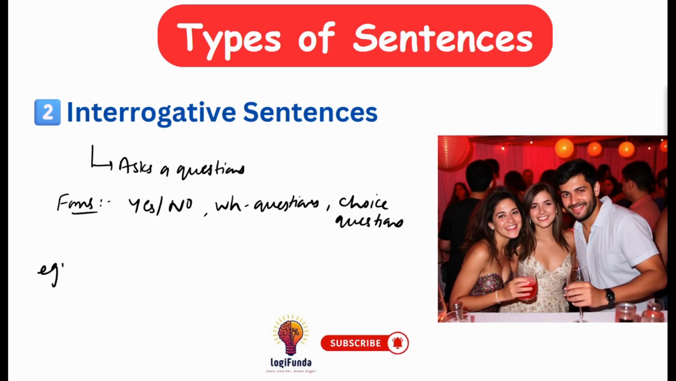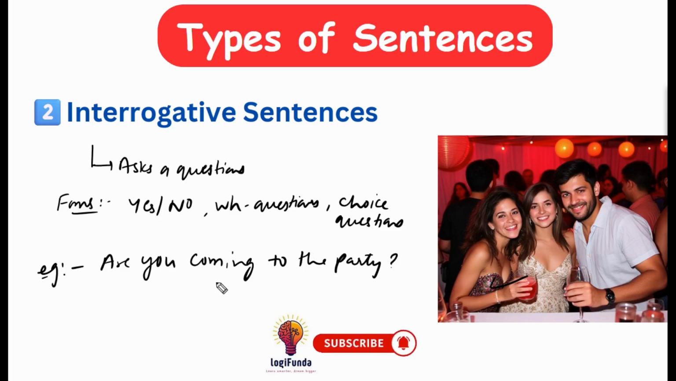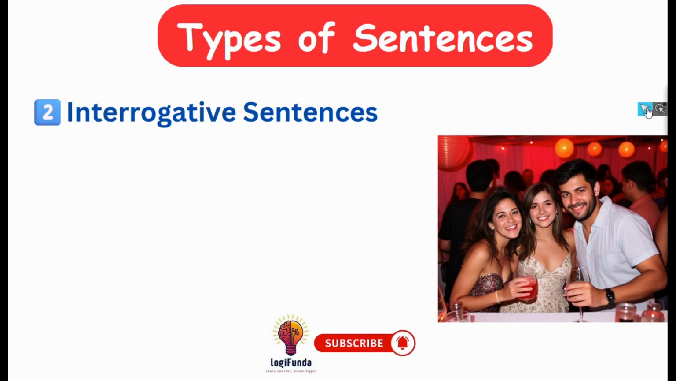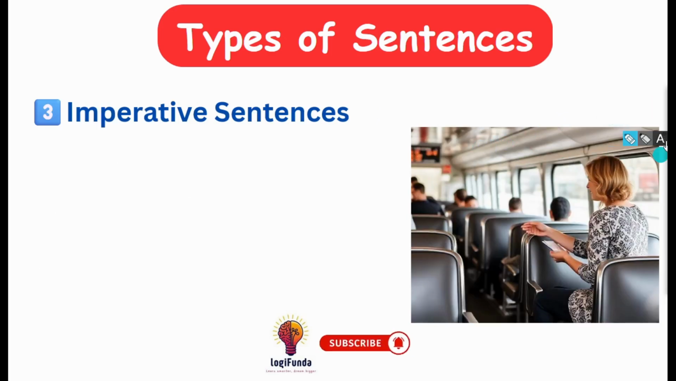I'll give you an example here. For example, you can see in the pictures a couple of people are enjoying the party, and you can say, are you coming to the party? This is an example of an interrogative sentence. When you ask a question to somebody, we use interrogative sentences. Okay. Next one, we have imperative sentences.